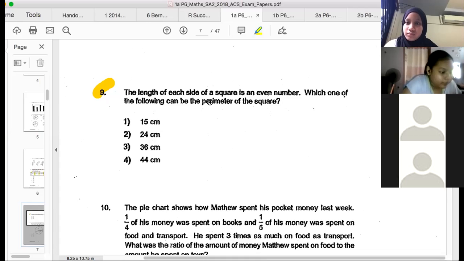Square, this one square, all sides are the same. You find one side. Is it 24? Miss Zahira says 24. Miss, this one after you plus everything, right? Yes. Okay, thank you, Sophia.